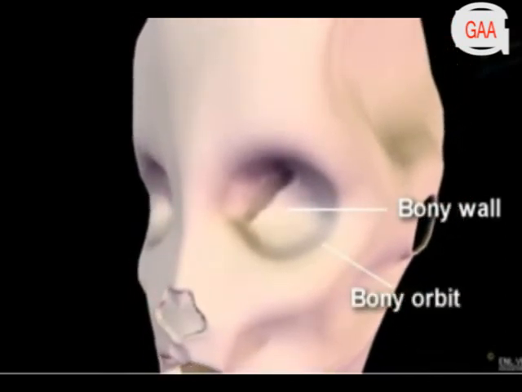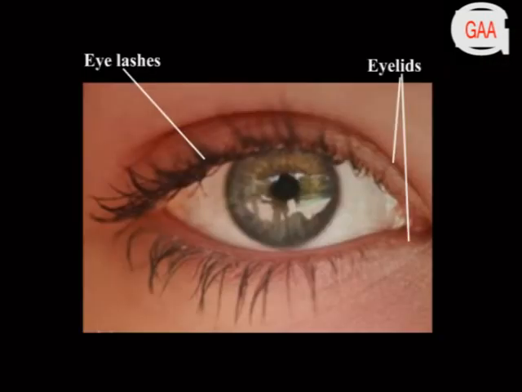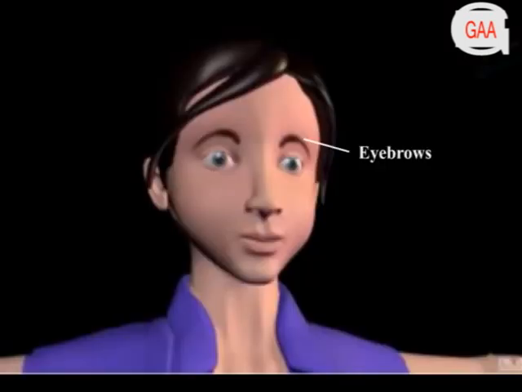In front of the eyeball are two thin folds of skin, the eyelids, which protect the eye. From the edge of the eyelid are many hairs called eyelashes, which protect the eye from entry of small foreign particles. The eyebrows are raised portions of the skin above the eye, thickly covered with hair whose function is to prevent sweat and dust from entering into the eye.